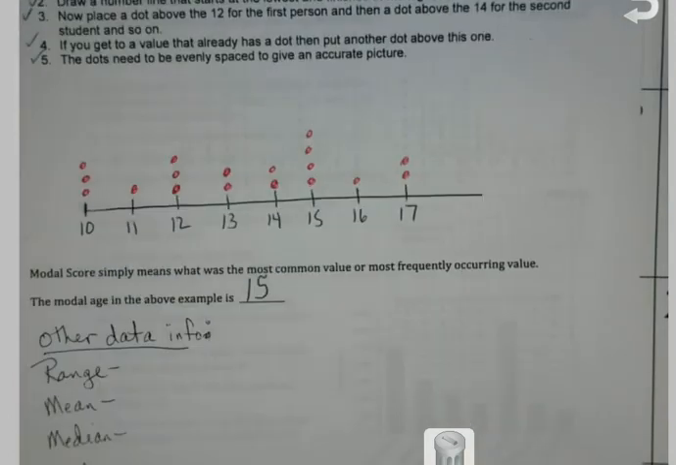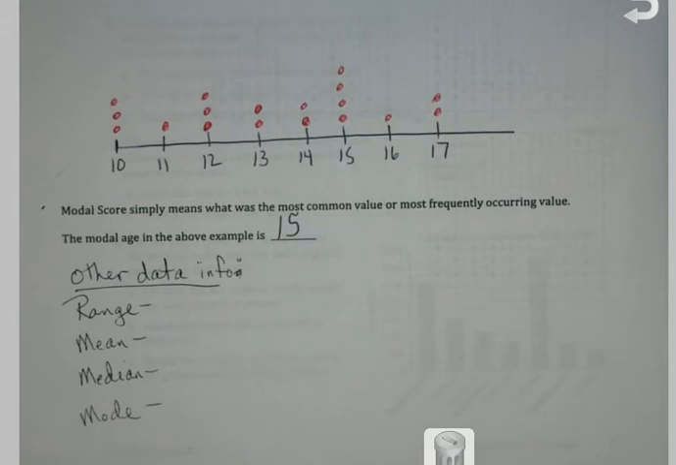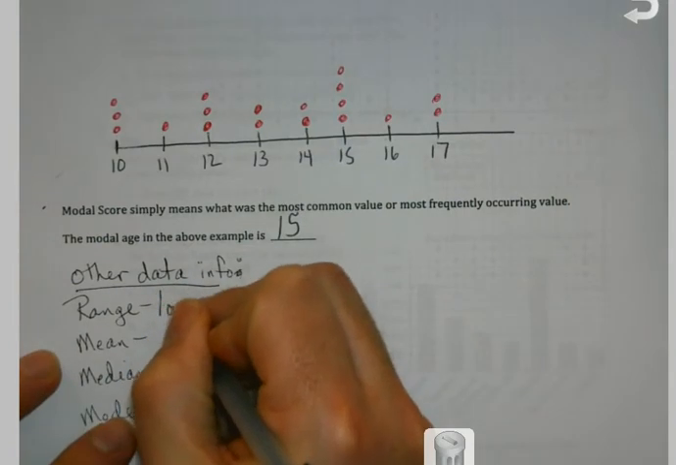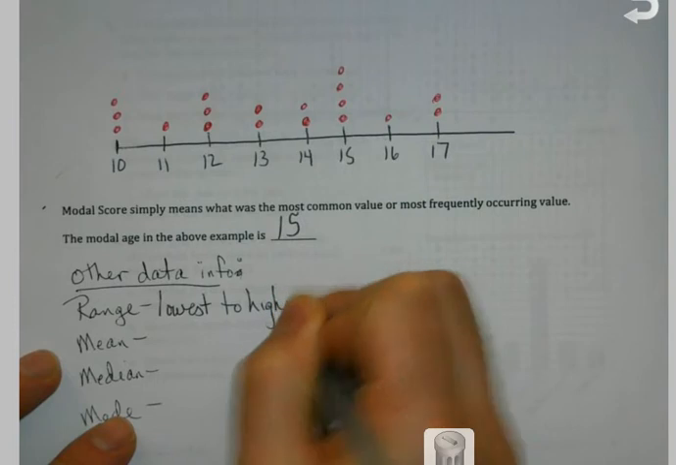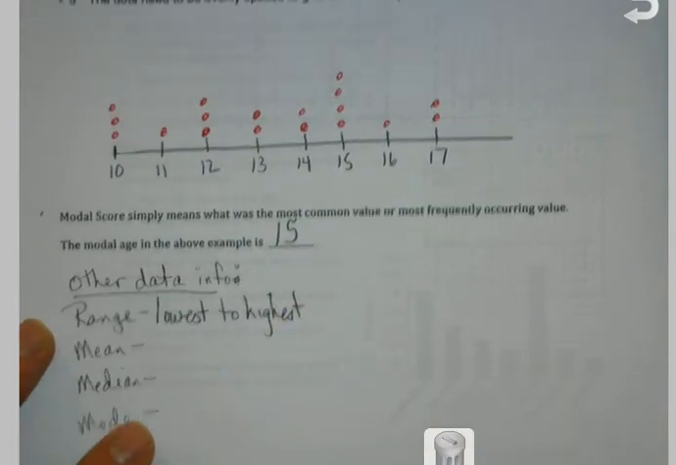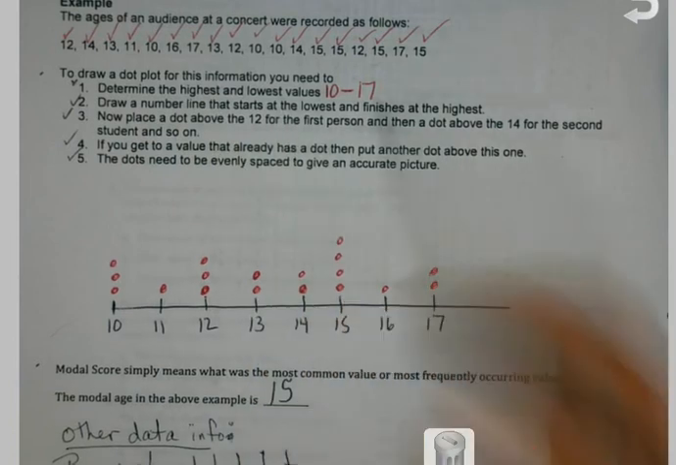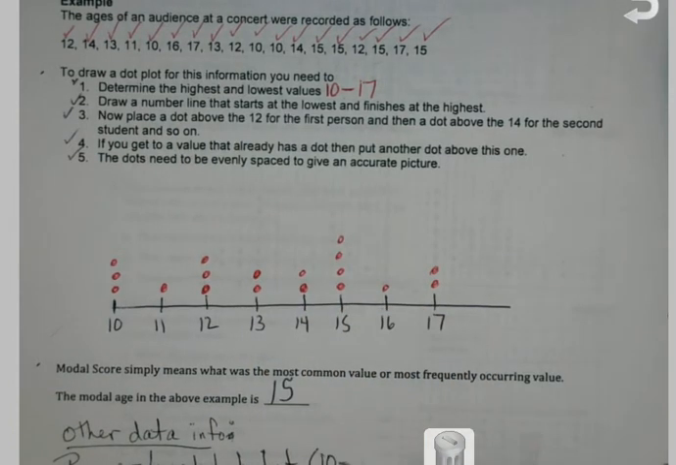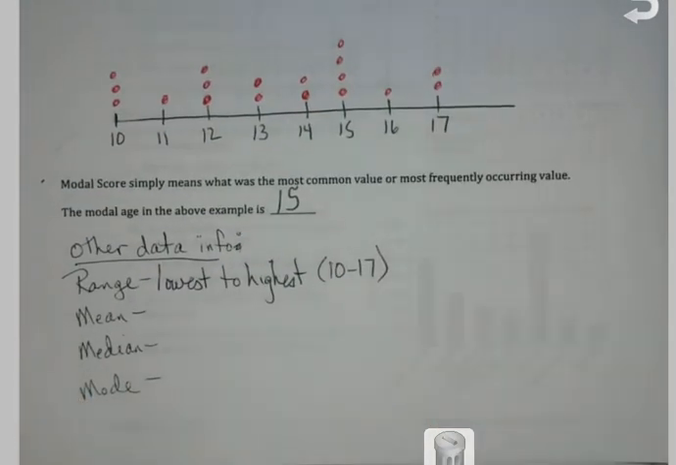But one of the other things we're going to add to that today is some other data. And some of these I think you're probably familiar with. So for instance, for our data up above, the range is just a fancy way of saying the lowest to the highest. We basically did that up here in number 1 when we said, what's the highest and the lowest value? So in this case, my range, let me get back up where you can see it, is back up here between 10 and 17.